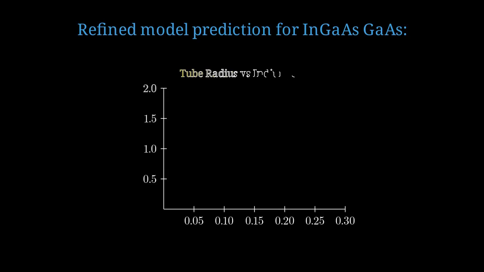When we apply the refined strain relaxation model to the InGaAs, GaAs system, we get improved quantitative agreement with experiment. This graph shows tube radius as a function of indium content. The solid line represents the refined model prediction, while the dots are experimental measurements from Prinz and colleagues.